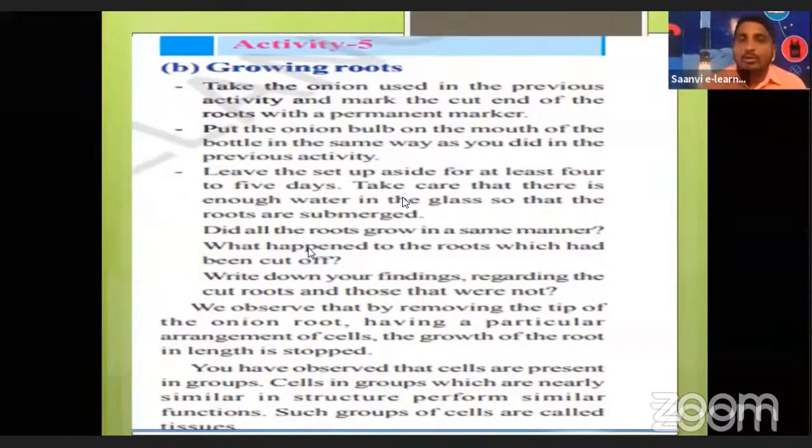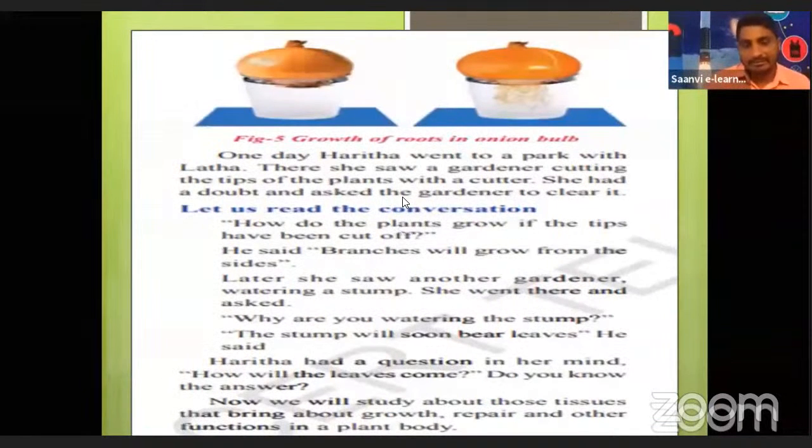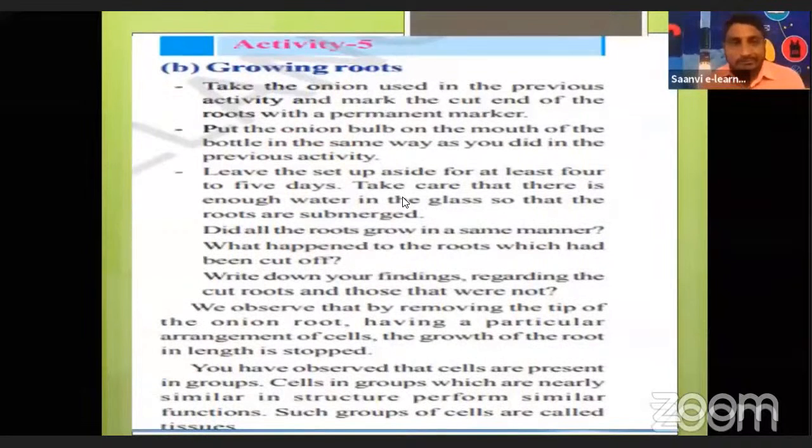Put the onion bulb on the mouth of the bottle. I will show you the figure. Please look at the screen, all of you. Put the onion bulb on the mouth of the bottle in the same way as you did in the previous activity. Leave the setup aside for at least 4 to 5 days without disturbing.